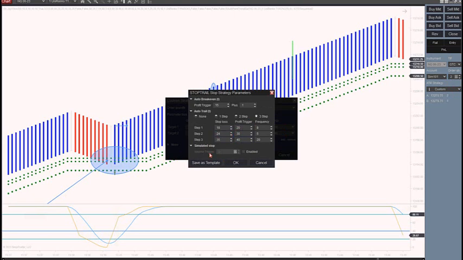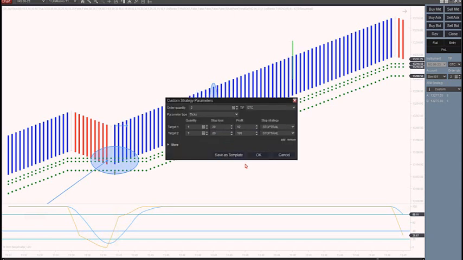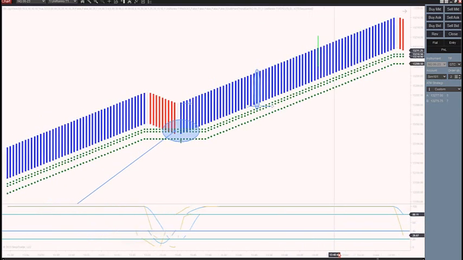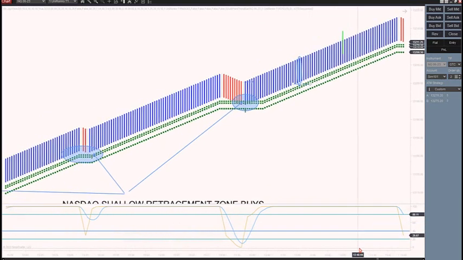You can use your step 1, 2, 3 step process if you want, or you can do it manually and just bring up your chart trader, move your stop up as price moves up. My point is that you can do this.